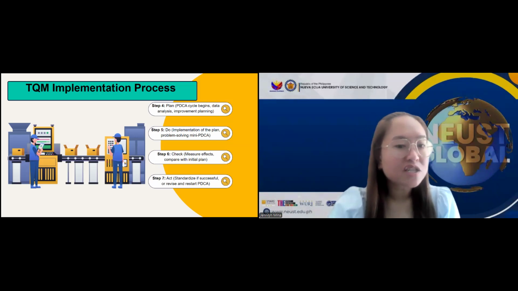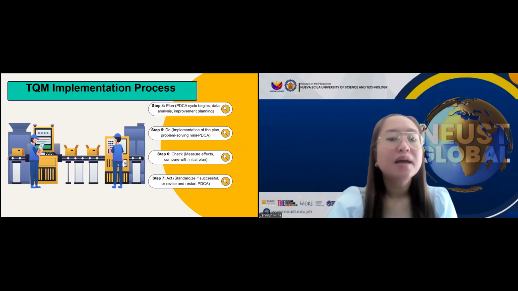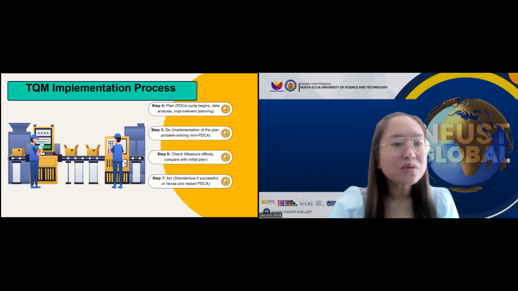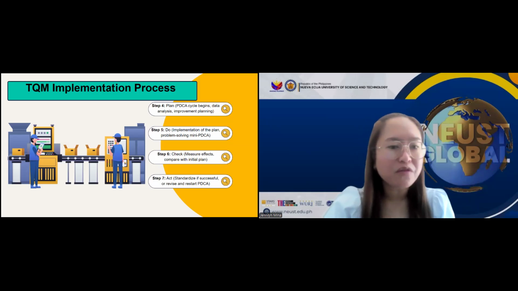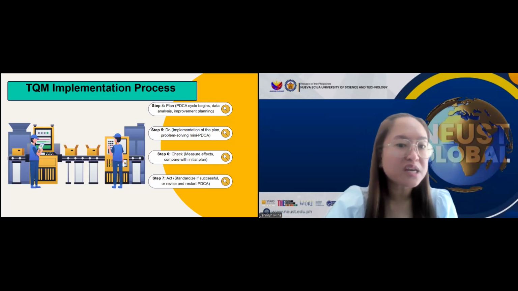Another is step 6, the check, measuring the impact of improvements. The company measures the results of the implemented plan and compares them with expected outcomes. Tesla introduced software updates for autopilot features and monitored how they impacted driving performance. They collected real-time data from vehicles and compared accident rates before and after updates to ensure safety improvements were effective.